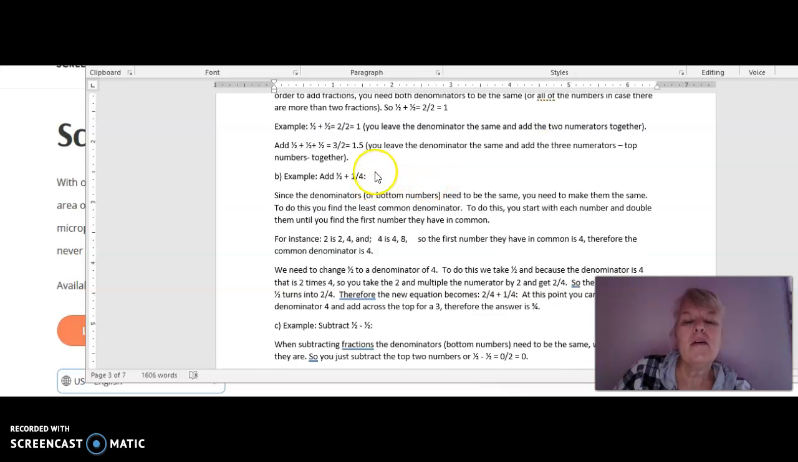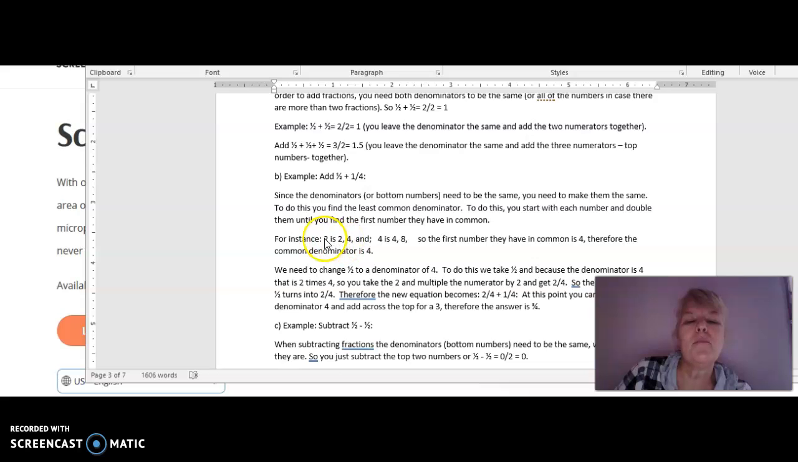In example B, we're going to add fractions that have different denominators. So you'll see in this case, we have a 2 and we have a 4, which are different. We have to make the denominator the same. So in this case, what we're going to do is we're going to take the denominators, and the bottom one in the first fraction is a 2, which is here, and the bottom number in the second fraction is a 4, which is here.